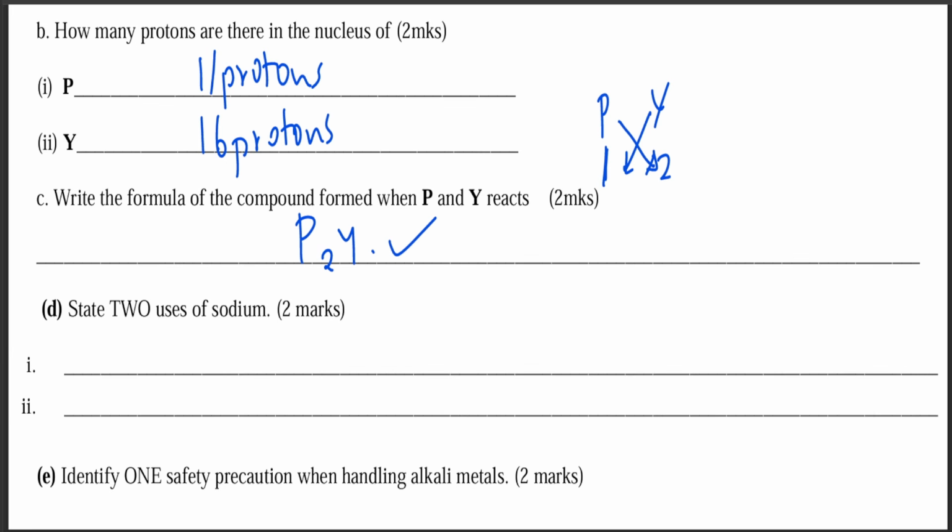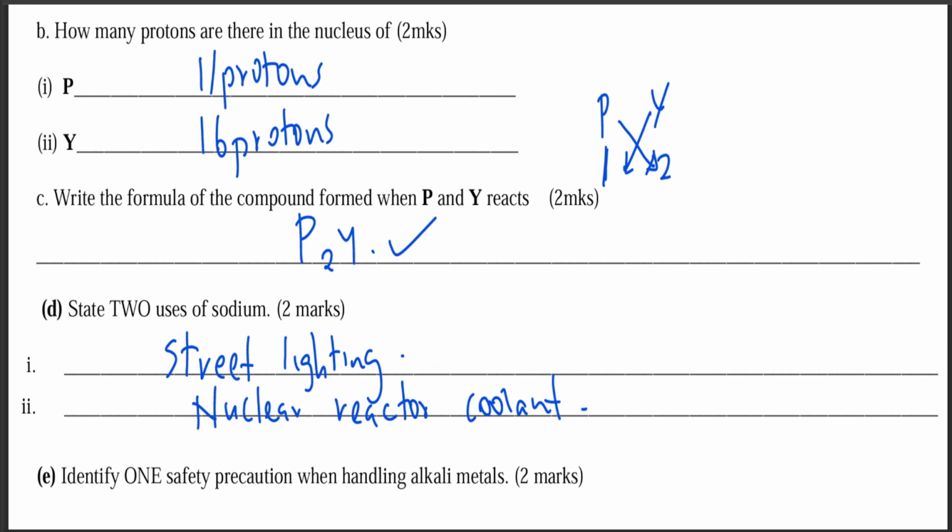State 2 uses of sodium. It is used mostly in street lighting. Okay, that is the first. The second, nuclear reactor coolant. It is used as a coolant in nuclear reactors.